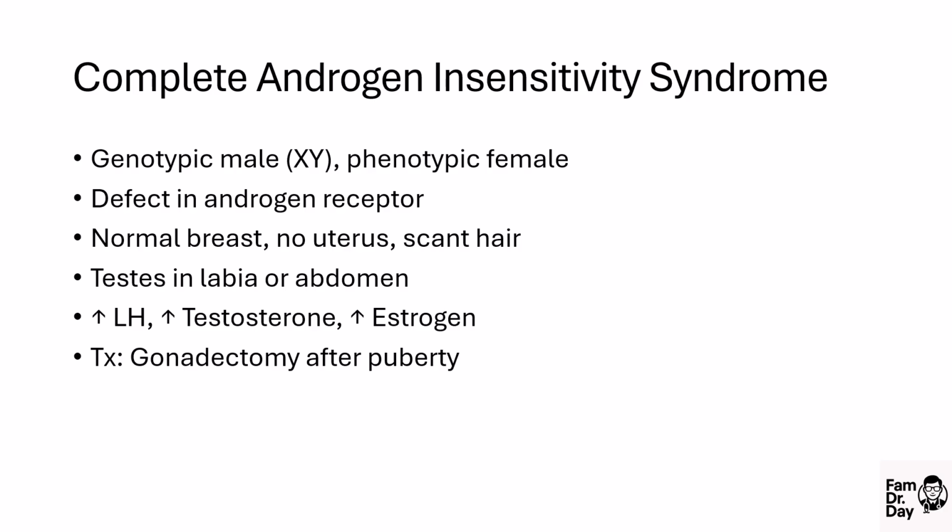Because the body isn't responding to testosterone, there's no negative feedback. So you'll see increased LH and increased testosterone, and even increased estrogen from peripheral conversion. Management includes gonadectomy after puberty to prevent malignancy while allowing full breast development first.